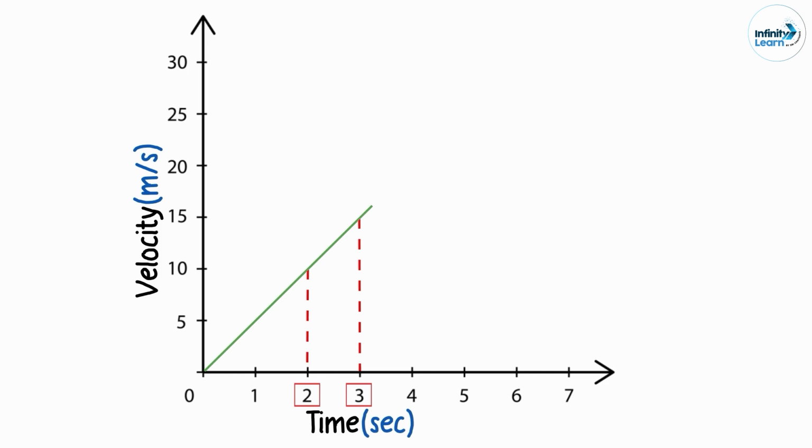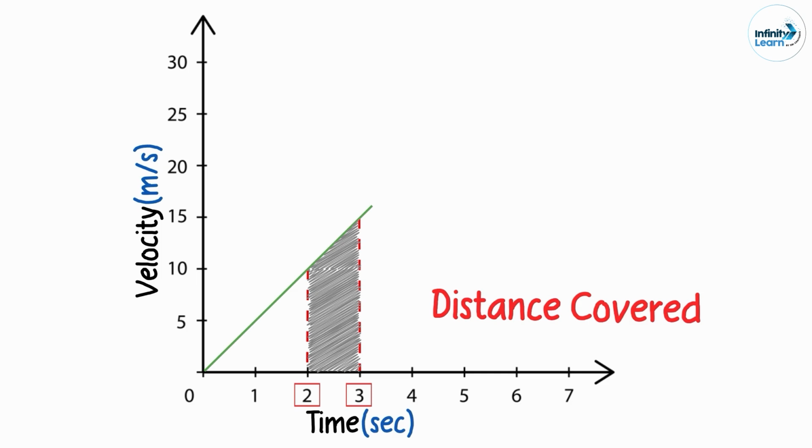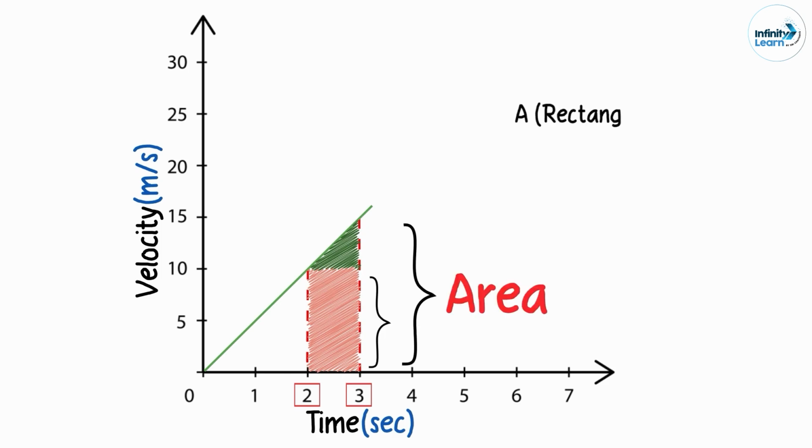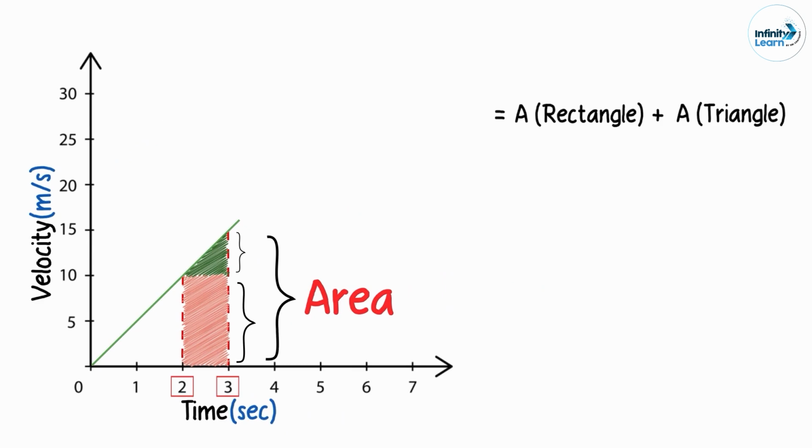We saw previously that the area of the shaded section was equal to the distance covered. That is the same even in this example, except for the fact that we now have a mix of two shapes here, a rectangle and a triangle as well. So what we need to calculate is the area of this rectangle and the area of this triangle, and then add them to get the distance covered in the third second. Calculating this area will get us the precise answer.